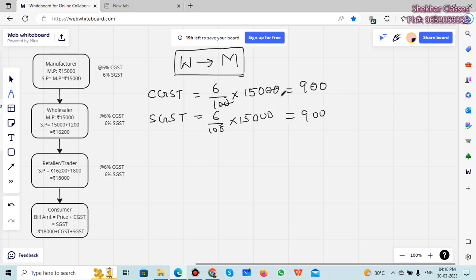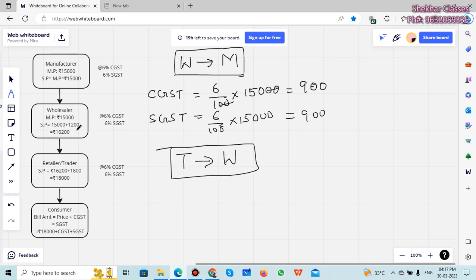So remember, these two are the CGST and SGST. Who has paid? The wholesaler to the manufacturer. The manufacturer will deposit it in the bank as a tax, because he has collected it on behalf of the government, right? Now then comes the retailer or trader. So trader to wholesaler. So how much is the trader to wholesaler?